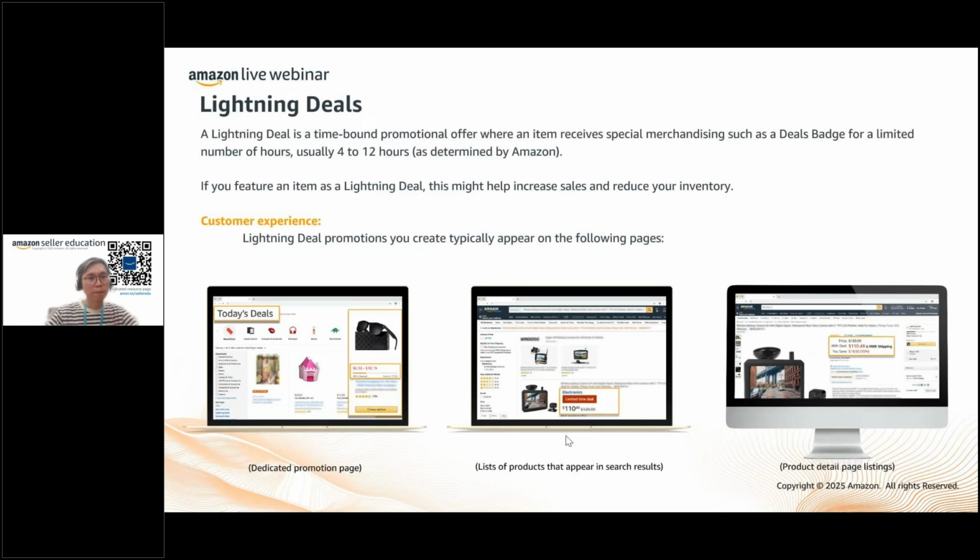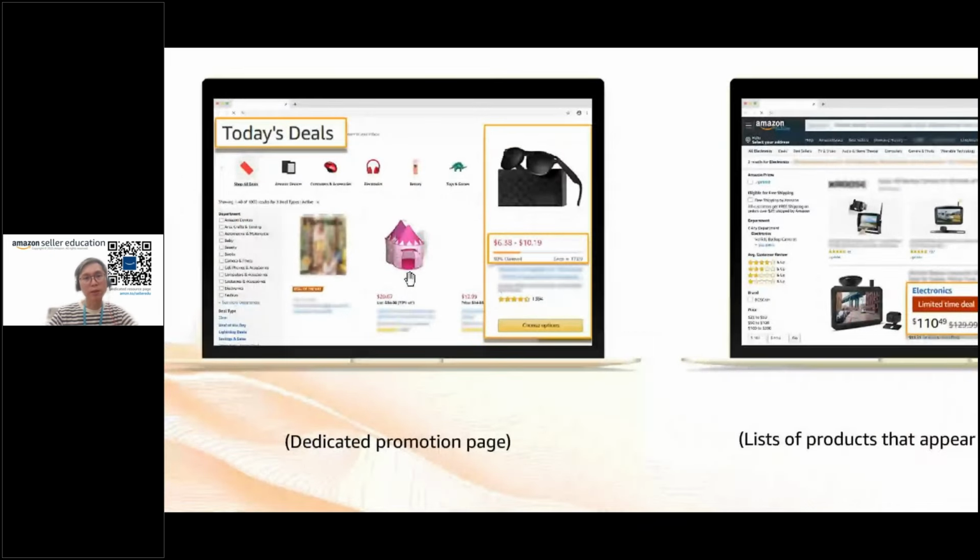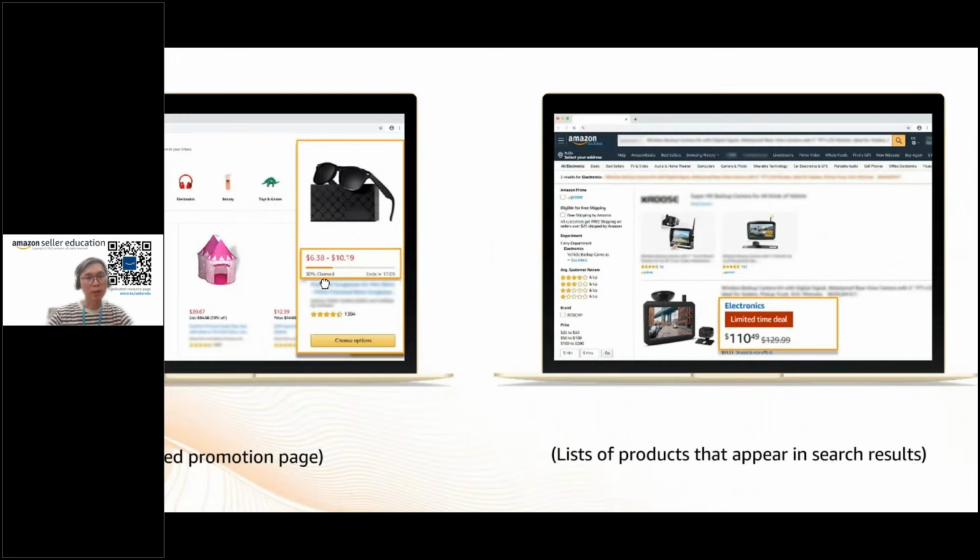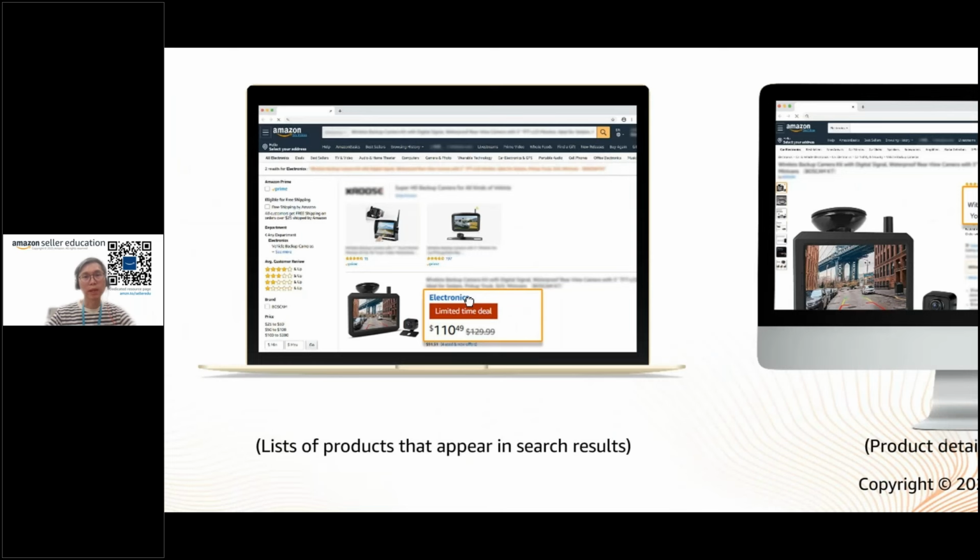Let me just zoom in. It's going to look something like this. You can see how many deals have been claimed, or a limited time deal. Limited time means a lightning deal.